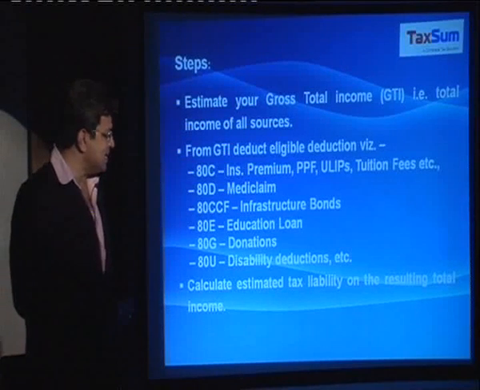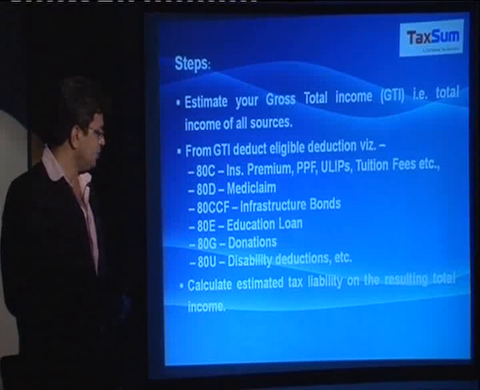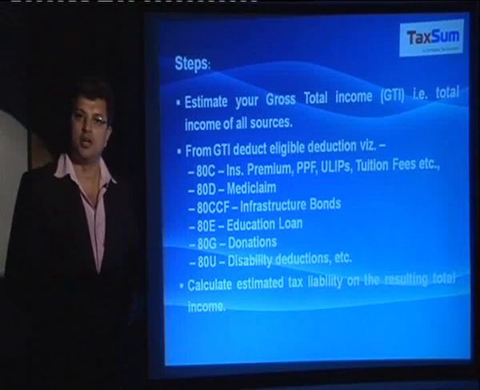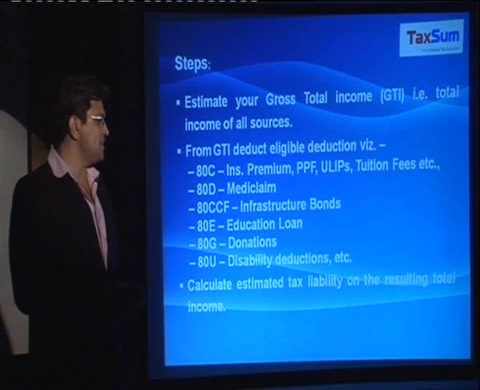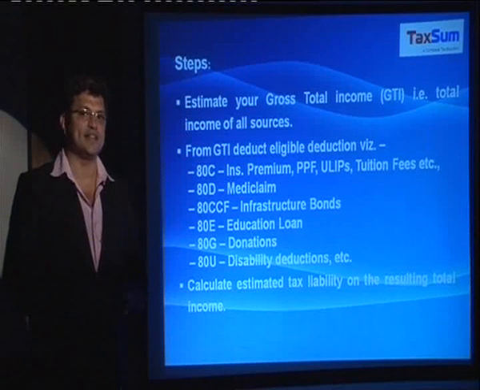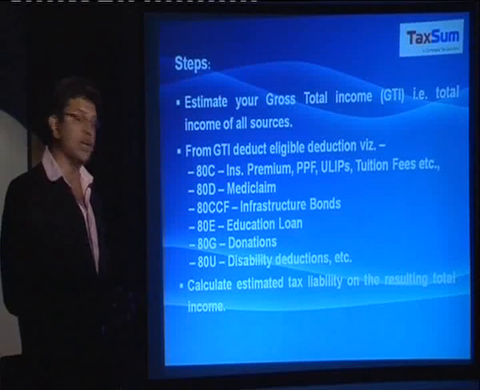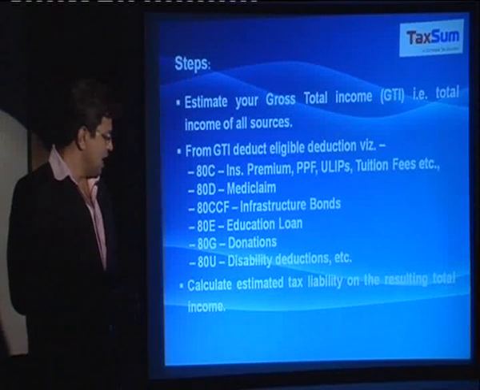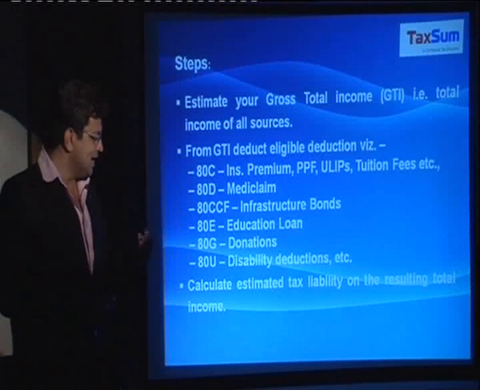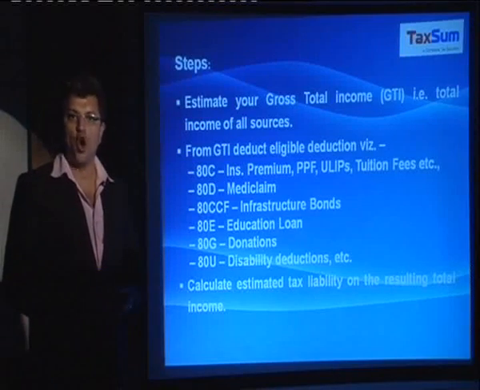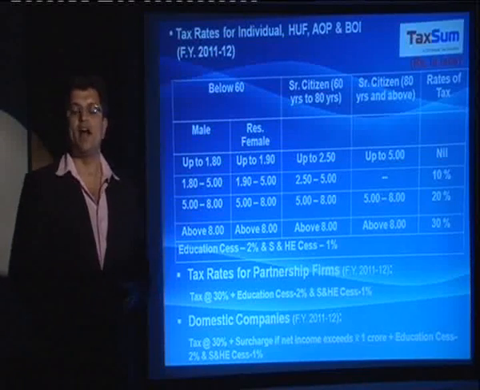Under section 80E, if the assessee has paid any education loan, he can claim the deduction. If the assessee has made any donation, he can claim the deduction under section 80G. If the assessee is a disabled assessee, if he has any disabilities, then he can claim deduction under section 80U. After making such deductions, the tax liability is to be calculated on such resulting amount at certain rates which are specified under the Income Tax Act.